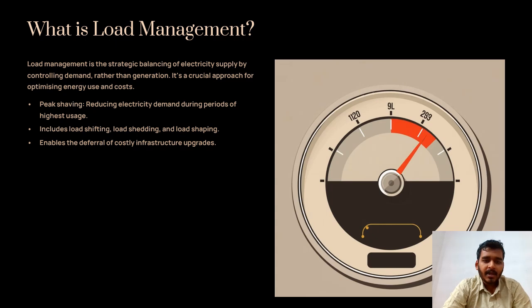Peak shaving reduces electricity demand during periods of highest usage, and includes load shifting, load shedding, and load shaping. These enable cost savings and avoid infrastructure upgrades. Avoiding infrastructure upgrades means minimizing cost and improving the efficiency of electricity demand, reducing the highest usages.